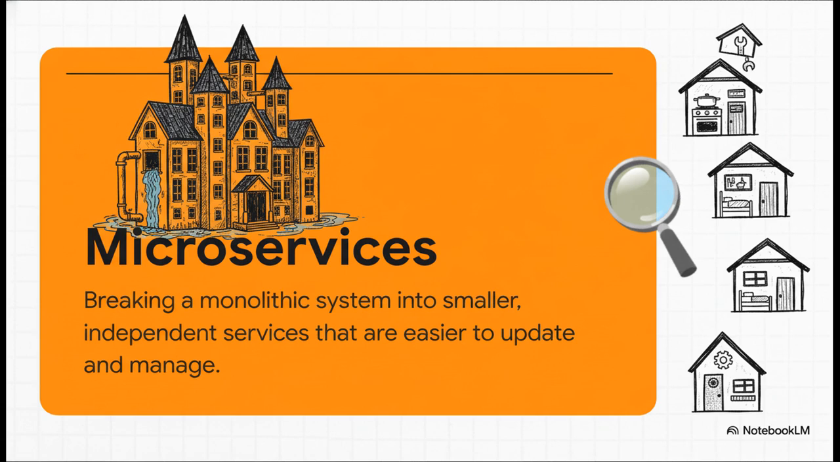Microservices, on the other hand, break that giant mansion down into a village of smaller, independent little cottages. So now you've got a kitchen cottage, a bedroom cottage, a living room cottage, and if you need to update the kitchen, you can just work on that one cottage without disturbing any of the others. See? It's so much more flexible and way more resilient.